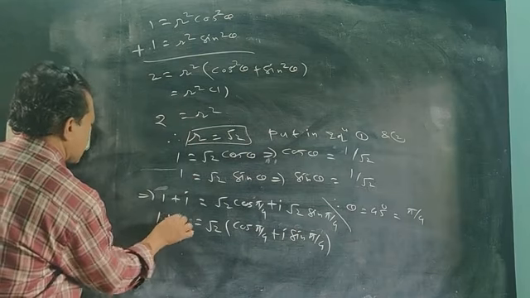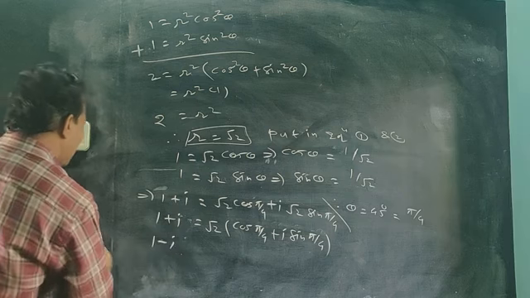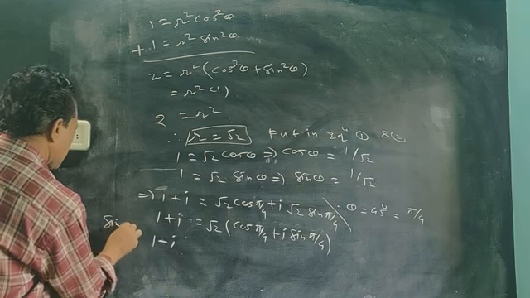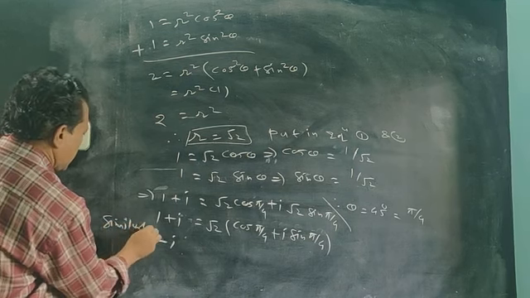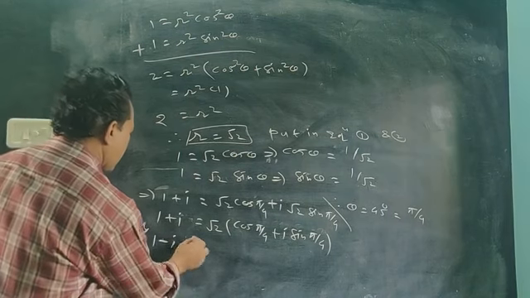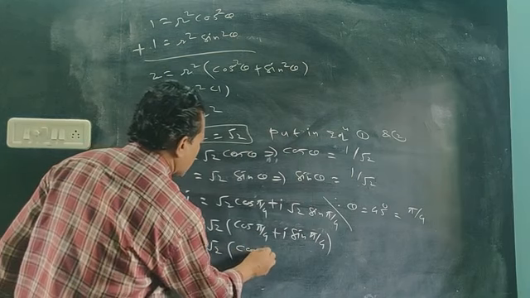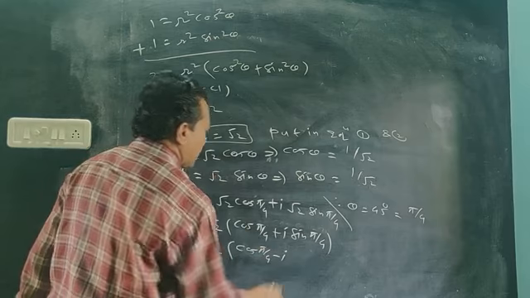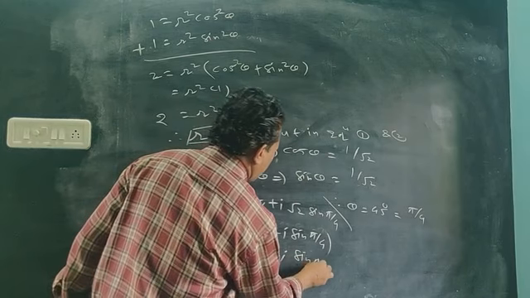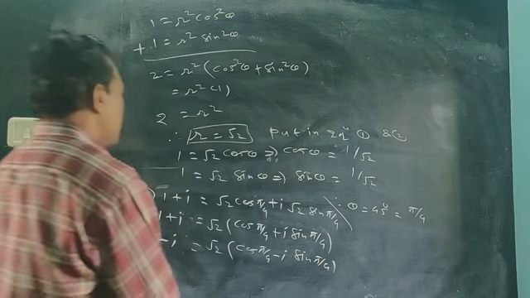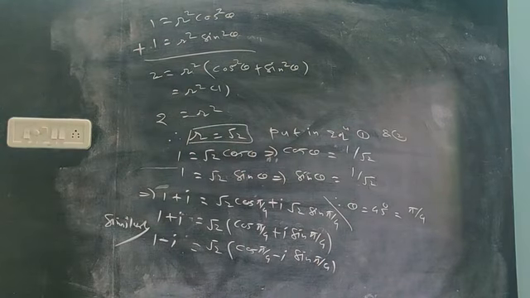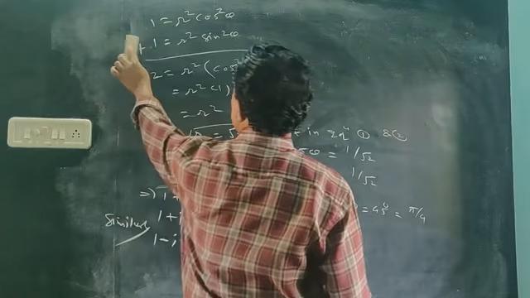Okay, that is 1 plus i. Similarly, 1 minus i. Same, in place of plus only minus, others are same. So cos of pi by 4 minus i sin pi by 4. Okay. So this is the expression for 1 plus i and 1 minus i.